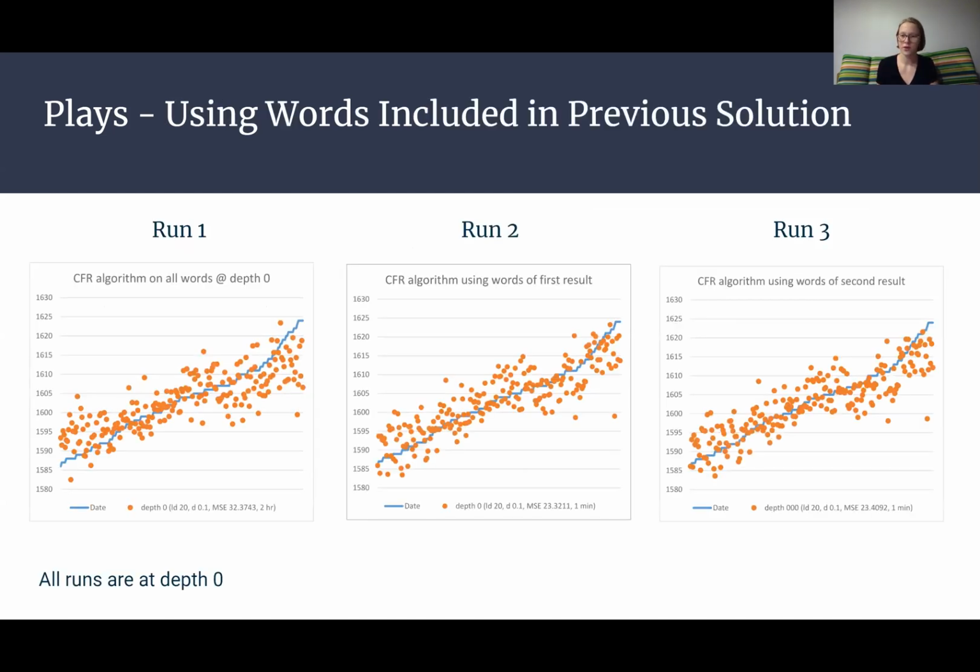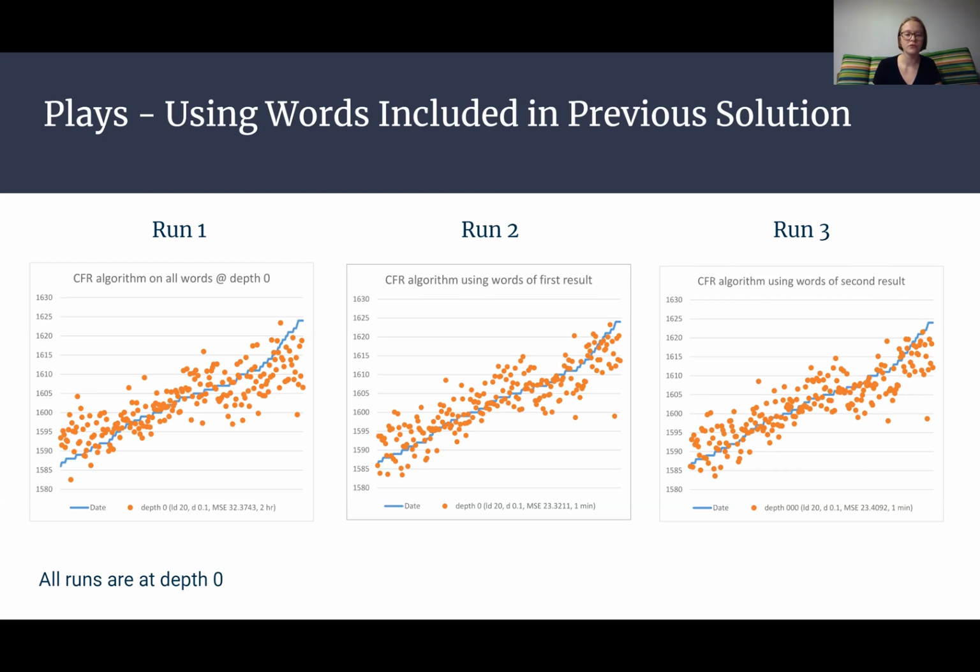Okay, so on this slide, we're going to go from the left to the right. In run 1, we ran our algorithm on the dataset using all of the plays and all of the words, so lots and lots of words, at depth 0. And you can see it does a pretty good job of following the trend. The MSE is relatively low at 32.37, but it did take 2 hours, which is kind of a long time.